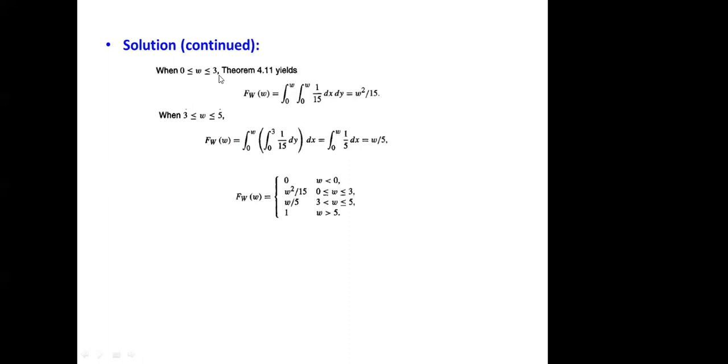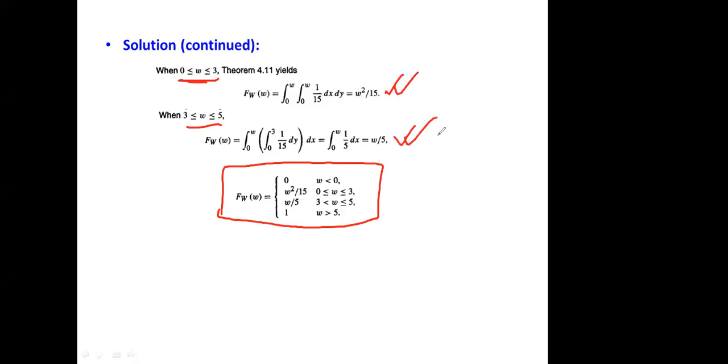One is this one, another one is this one, and this CDF can be written like this, because when w is less than 0, the CDF will be equal to 0. When w is more than 5, the CDF will be equal to 1. We can understand this one. And for these two ranges, the CDF can be found from these two equations.